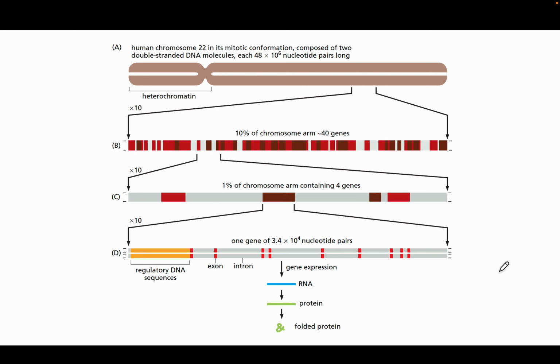Now we know that this is a human chromosome, human chromosome 22 in this mitotic conformation, composed of two double stranded DNA molecules, each of 48 x 10^6 nucleotide pairs long. If we consider 10% of the chromosome, it consists of 40 genes, and 1% of the chromosome contains 4 genes, and one gene contains some nucleotide pairs. From that gene, it gets expressed and transcribed into RNA, and then from RNA it gets translated into protein, and the protein becomes properly folded.